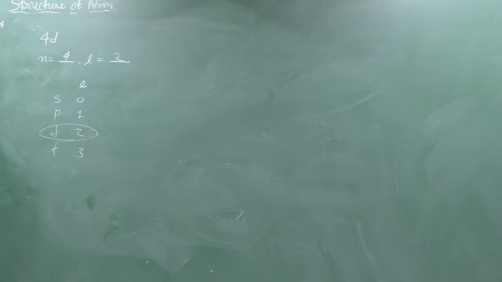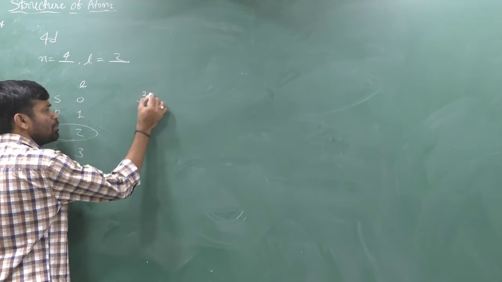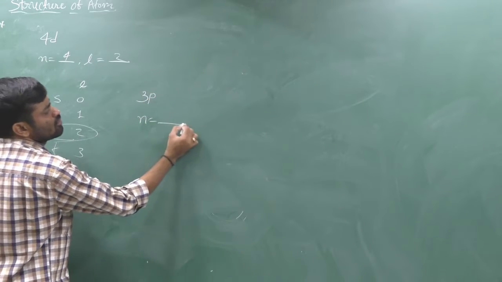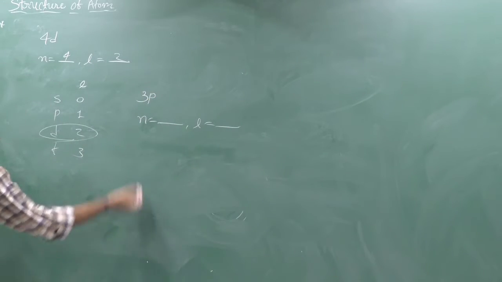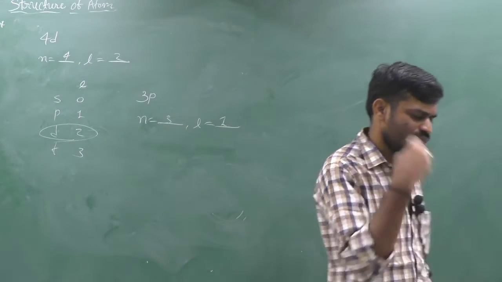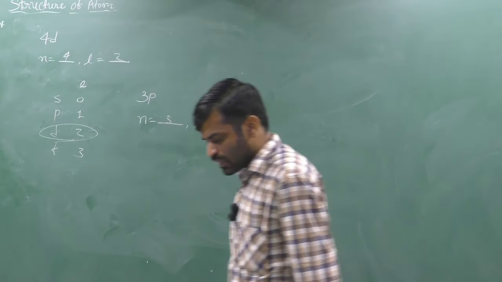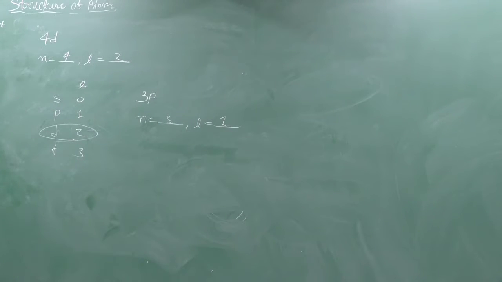It is 2. Suppose someone asks us, for 3p, n is equal to what? L is equal to what? We can say that n is equal to 3, and for p, L is equal to 1. Clear? From the orbital, you should be able to find the principal quantum number and azimuthal quantum number.